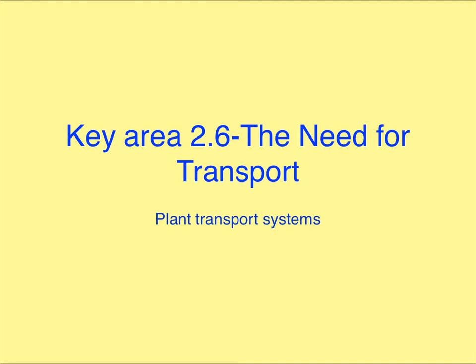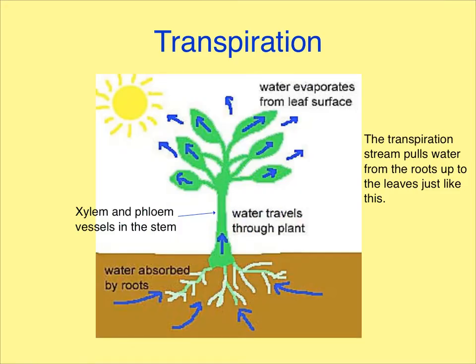So we've had a look at various systems in the human body, and we're going to be having a look in this video at plant transport systems. By that I mean we're going to be having a look at this word here called transpiration. Now transpiration is really the evaporation of water from the leaf surface of the plant, but that water getting there involves the water being absorbed through the roots of the plant, water travelling up through the plant stem, and then water evaporating from the leaf surface.